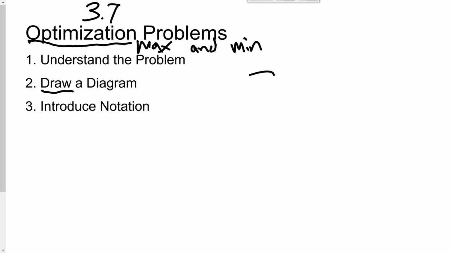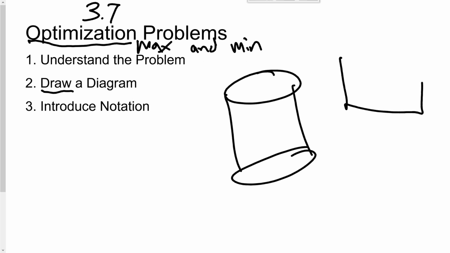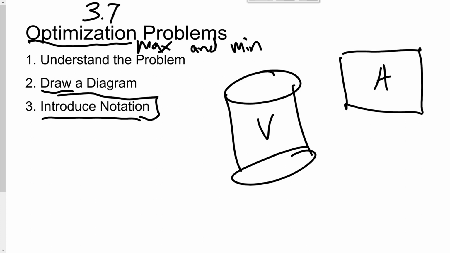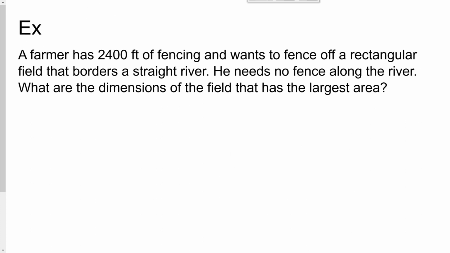If you have a shape, a circle, a cylinder, maybe a rectangle of some sort because you're talking about maximizing a plot of land or something like that, then introduce your notation. So usually you're going to have some type of formula. When you draw these diagrams, you'll realize that you're after area, or maybe volume. Then you can write these equations for volume and area and introduce your notation. So let's look at a couple of examples here.